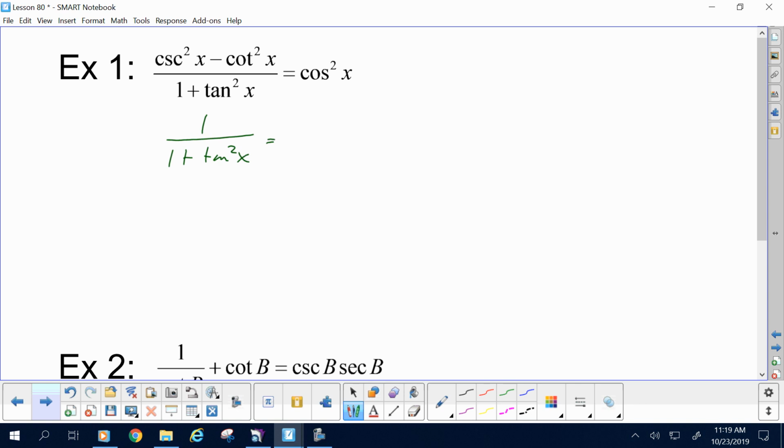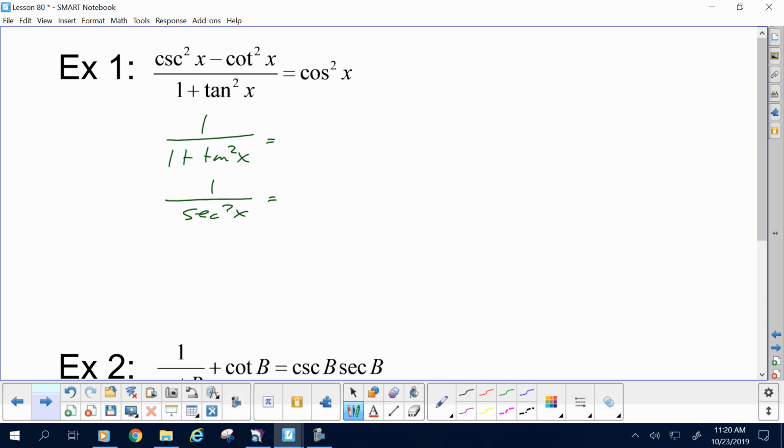Okay? If you don't write anything on the right, it's just assumed that you are not changing the right side, so you're good. Although you can write the cosine squared on the right if you like. Okay? What next can you do? Secant squared. The bottom could be 1 plus tangent squared is? Secant squared.